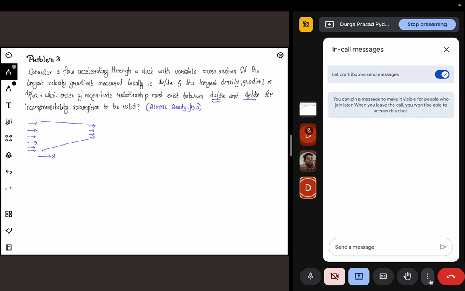No, I want to understand the relation between du dx and d rho dx, like the gradient of density and the gradient of velocity. I want to know the relationship between those two quantities. Okay, even before that, what is the incompressibility assumption?